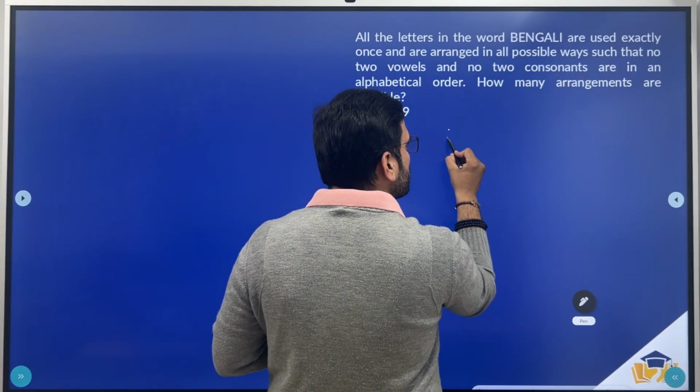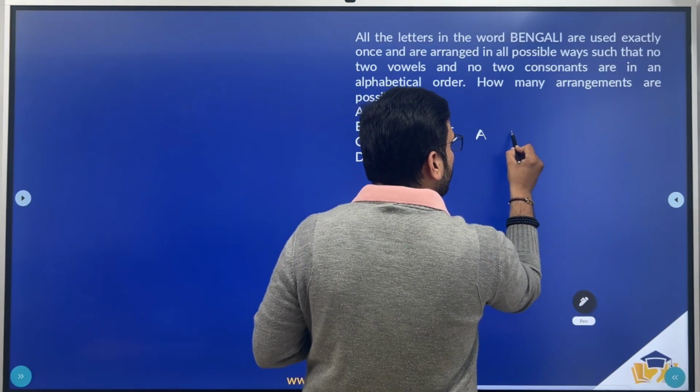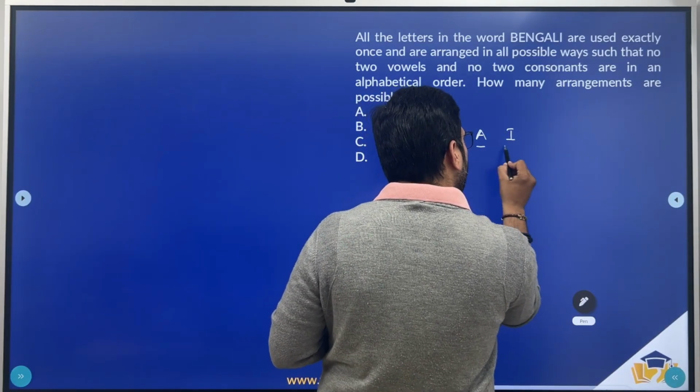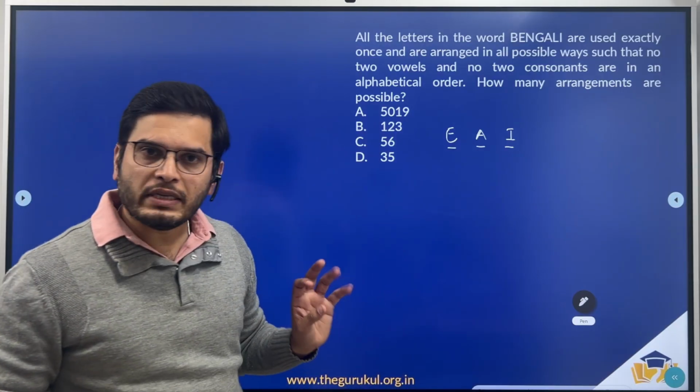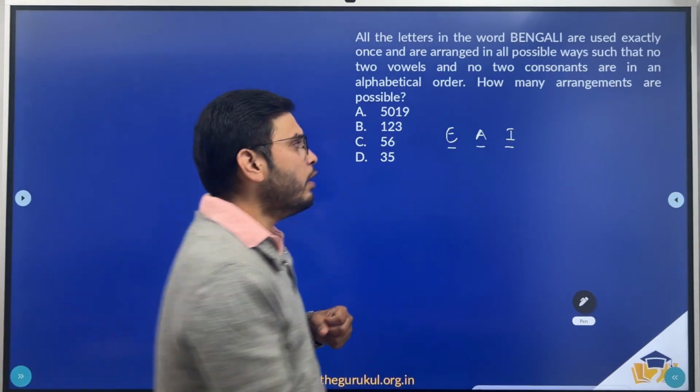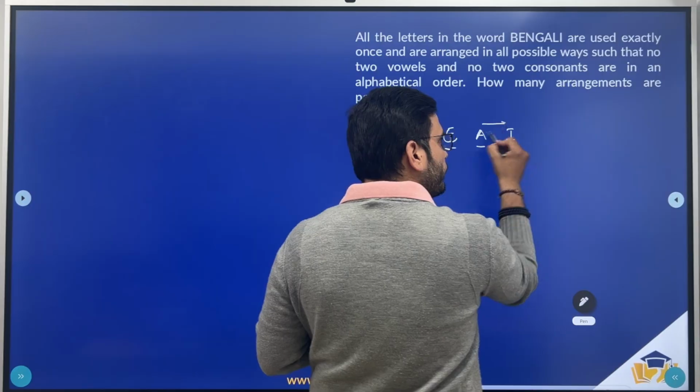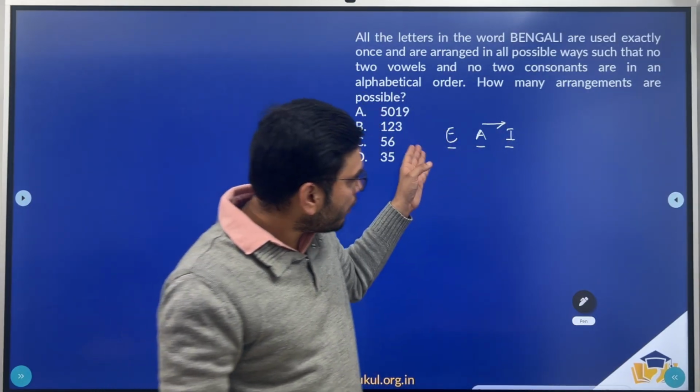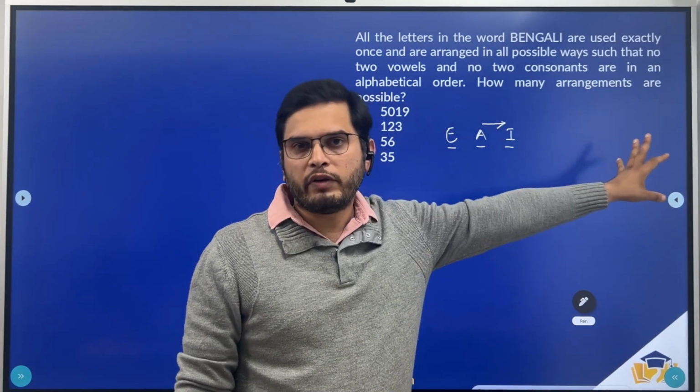So let me take vowels. So E, A, and I. Now in this arrangement, do we have any pair of vowels in the alphabetical order? Yes, right? Because I comes after A in the alphabetical order, and in this arrangement also we have I after A, right?